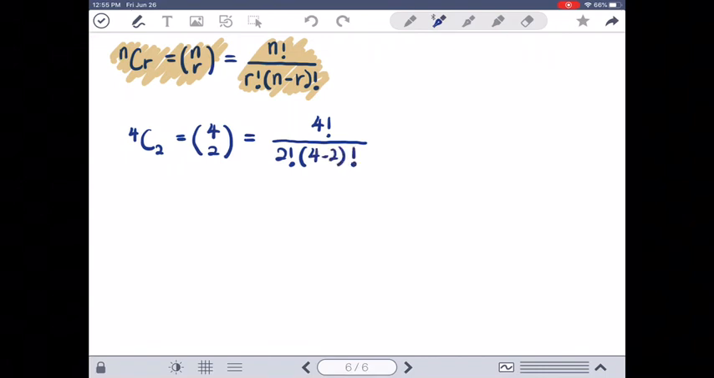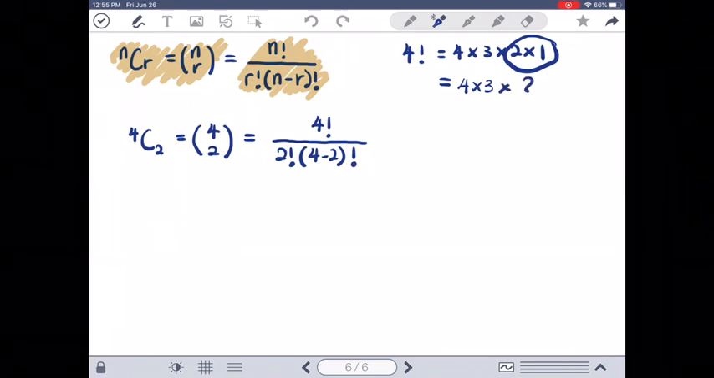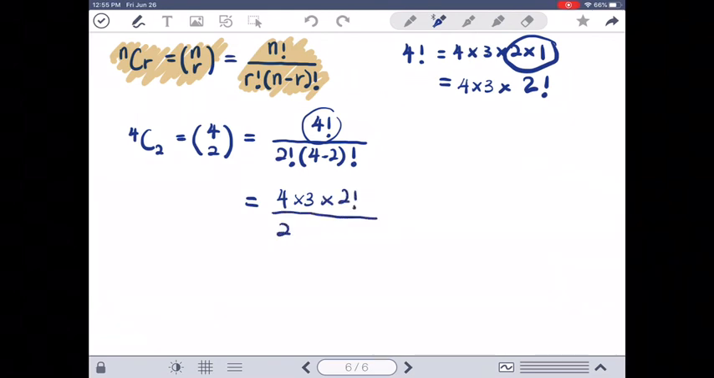Okay, what does it mean by 4 factorial? We know that 4 factorial is just equal to 4 times 3 times 2 times 1. So if you look at 2 times 1, this is just equal to 4 times 3 times 2 factorial, because 2 factorial is just 2 times 1. So 4 factorial on top is just equal to 4 times 3 times 2 factorial, over 2 factorial times 2 factorial. Okay, we can cancel out that and that.